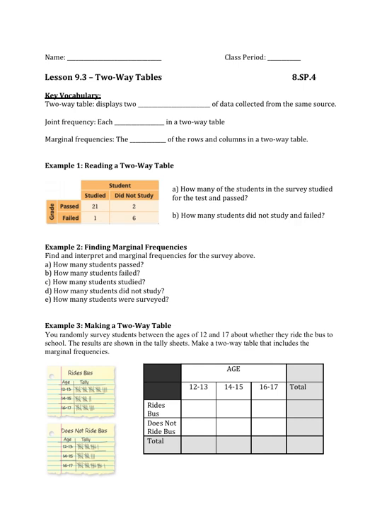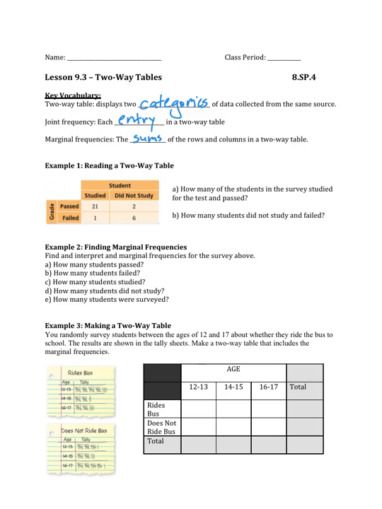So two-way tables display two categories of data collected from the same source. Then we also have a term called joint frequency, which is just each entry in a two-way table. And then finally, we have marginal frequencies, which are the sums of the rows and columns in a two-way table.